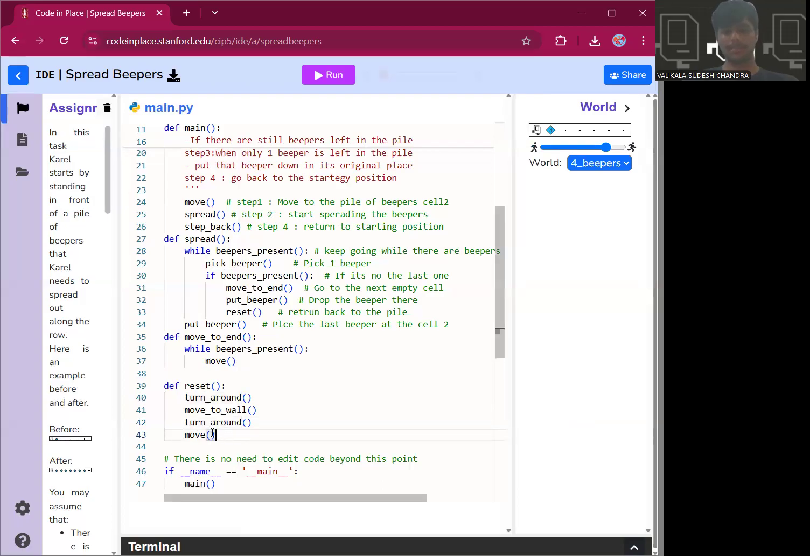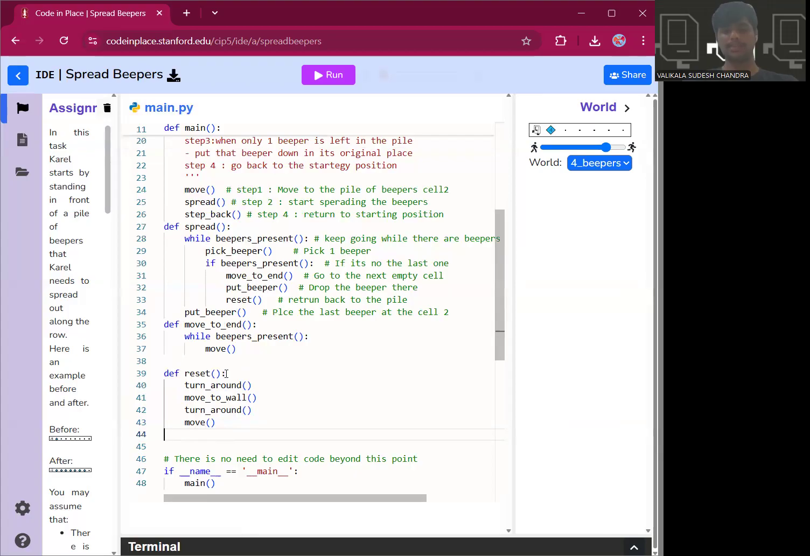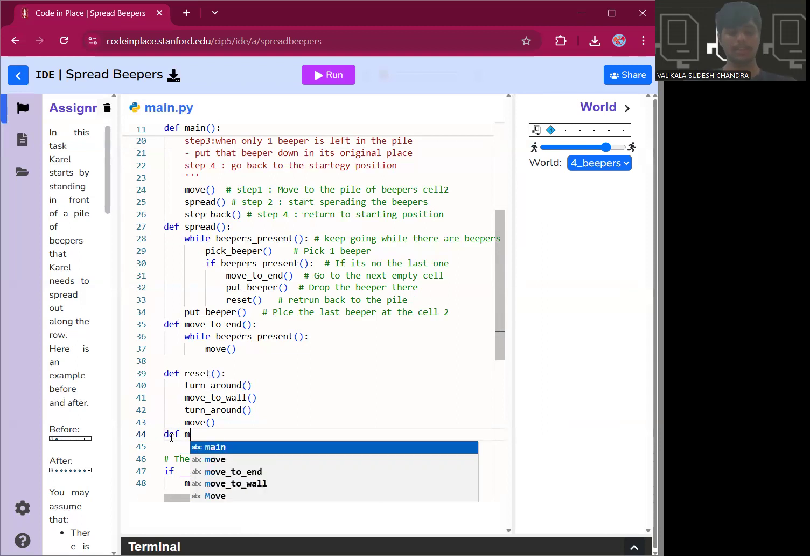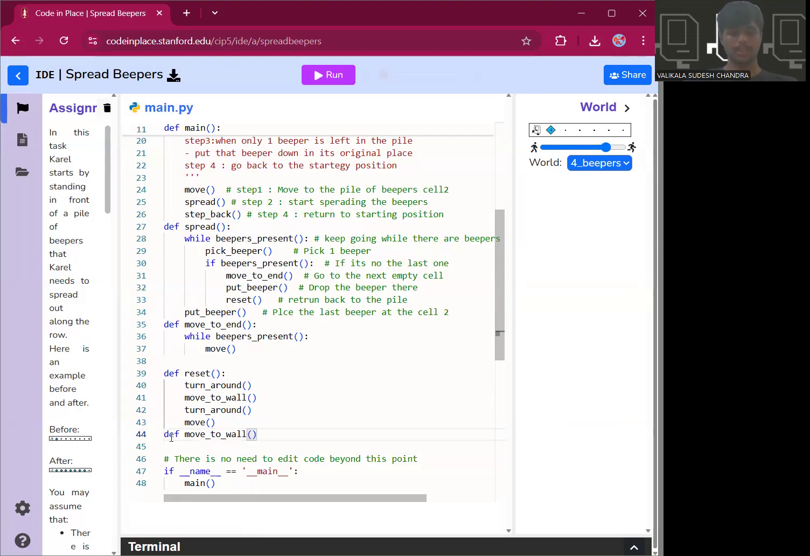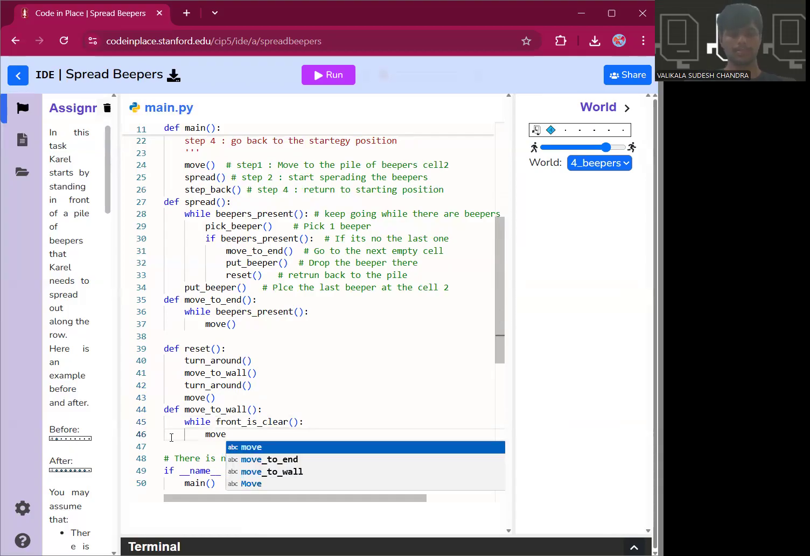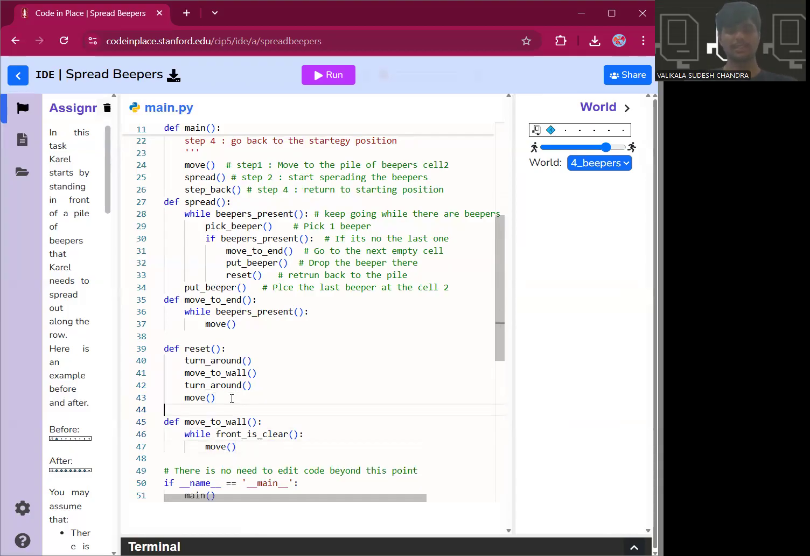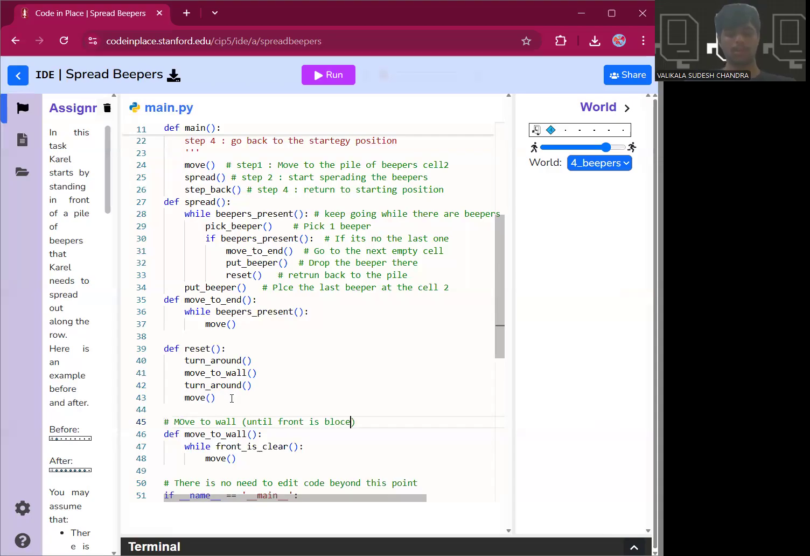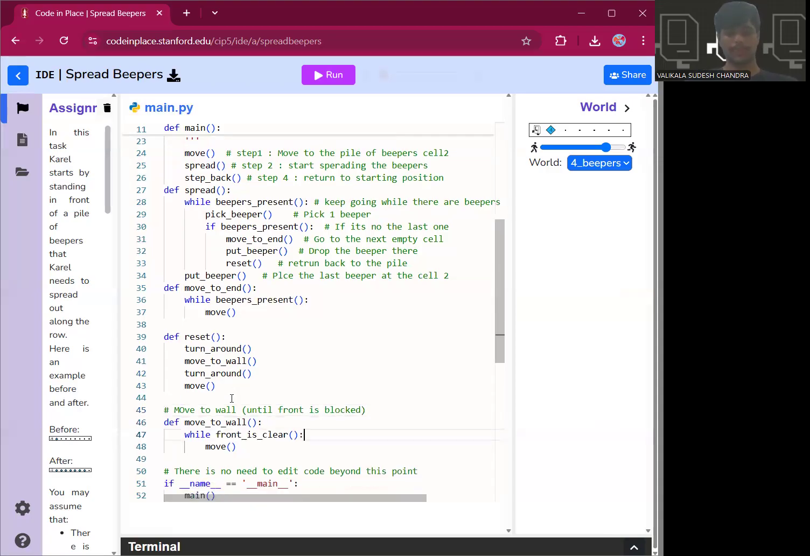So once we have reached, with the help of this, the top of the stack of beepers that was present. Now define move to wall, since it was custom made. So while front is clear, if front is clear, move. So what exactly is happening is, move to the wall until front is blocked. Okay.